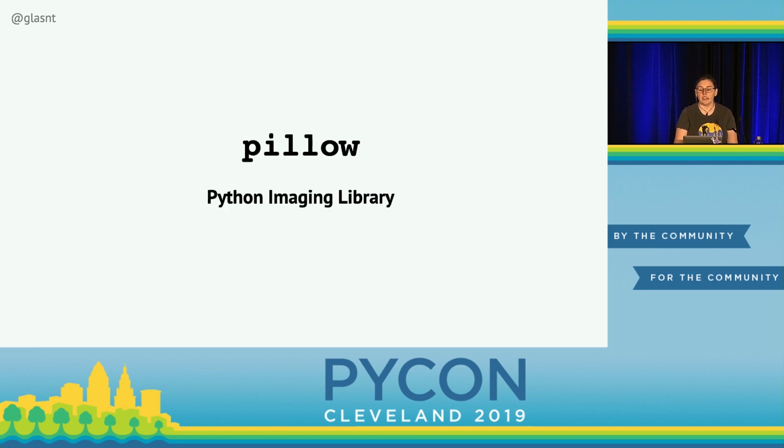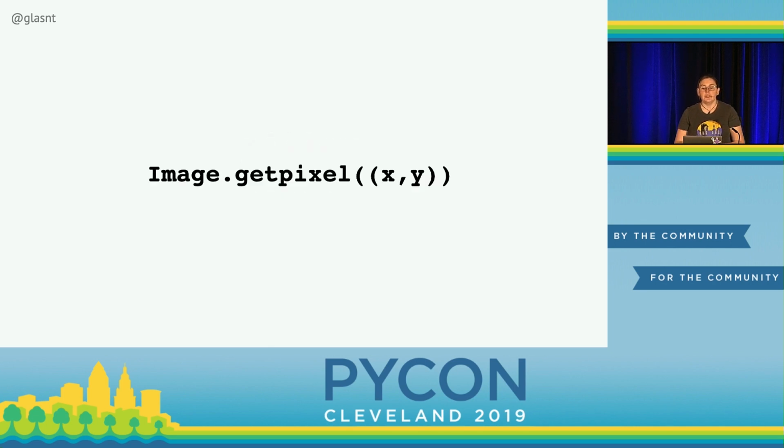In Python, we can do that with Pillow, the Python imaging library. It's a go-to package for image manipulation in Python. You can use it to load images, resize them, rotate them, and then save the result. But you can also interrogate images using image.getpixel, and it does pretty much what it says on the tin.